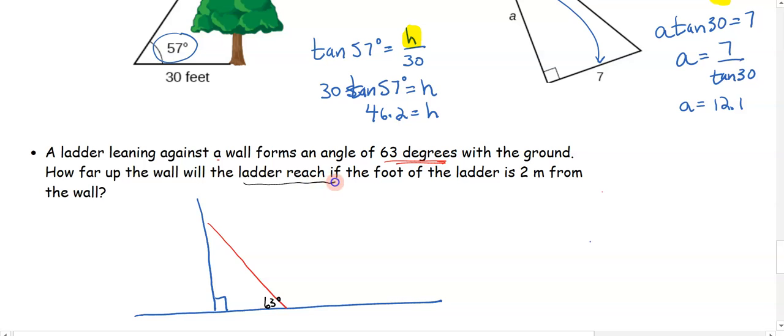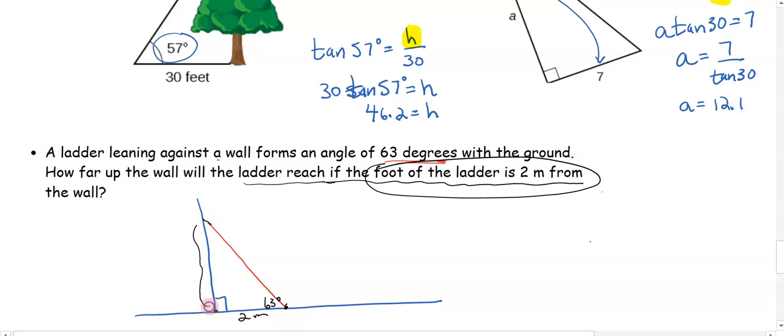The foot of the ladder is 2 meters from the wall. Okay, the foot of the ladder is 2 meters. That's the foot of the ladder. It's 2 meters from the wall. So I'm going to put my 2 meters in there. And then you put your unknown. What are you trying to find? How far up the wall will the ladder reach? Well, I'm trying to find this distance right there, so I'm going to let that be h.